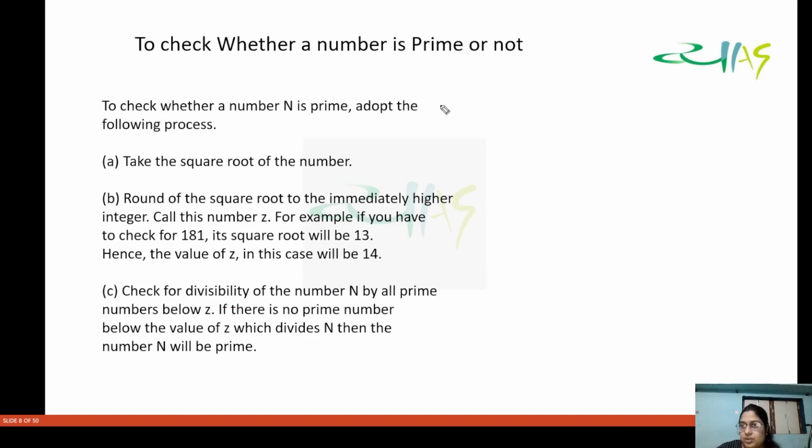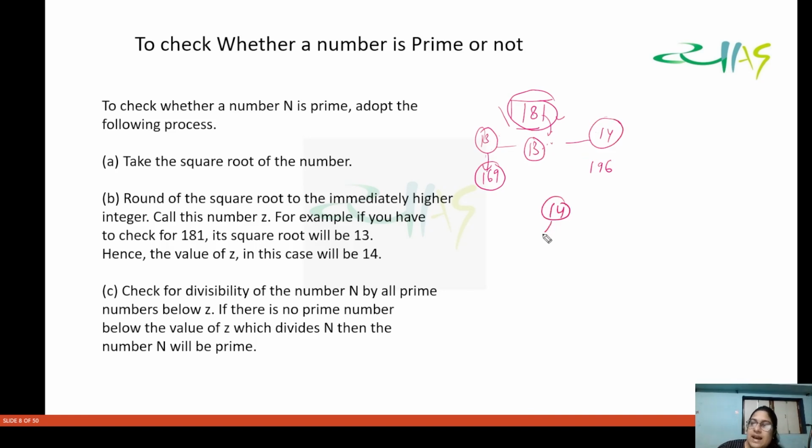For example, if I have to determine whether 181 is a prime number or not, what I am going to do is take its square root approximately. And how am I taking this square root approximately? Because I know that 169 is 13 square, and 14 square is 196. So I know that this square root will be 13 point something, and so I'll take the number 14. I will see all the prime numbers below 14, then I'll get 2, 3, 5, 7, 11, and 13.